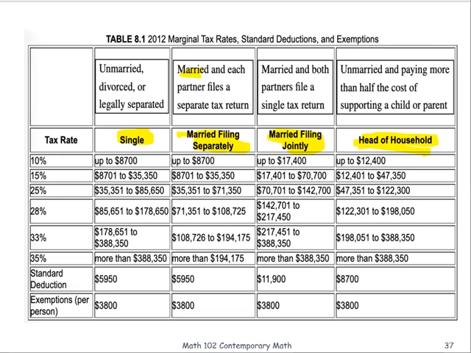That's the explanation. And there are steps. For the first bracket, in the single column, income up to 8,700 is paid at 10%. And then after that, up until 35,350, you pay 15% for that amount and so forth.